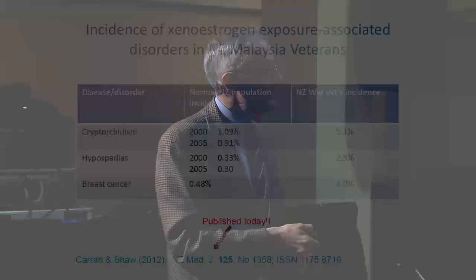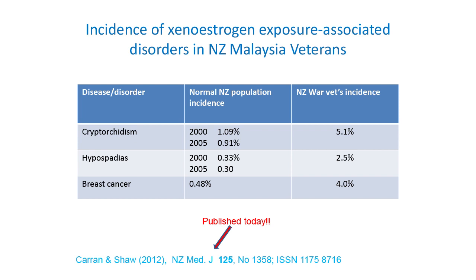but that's statistically highly significant. And if you look at hypospadias in 2000, about 0.33, 2005, 0.3, so it doesn't change much, quite rare, 2.5%. So again, a significant increase.